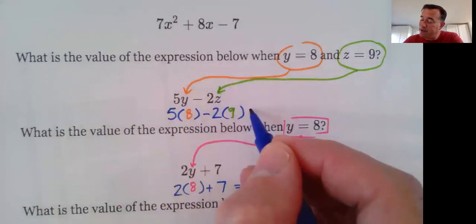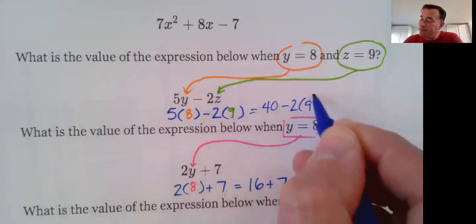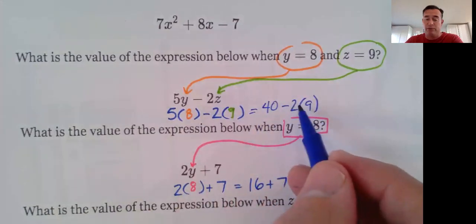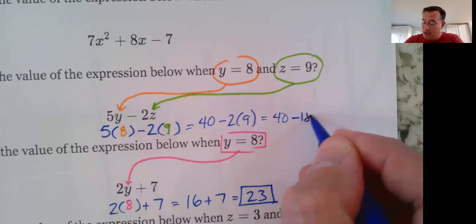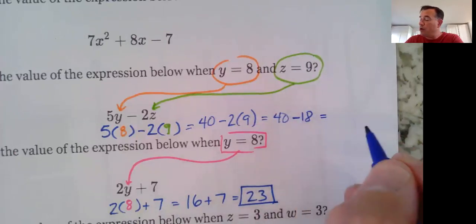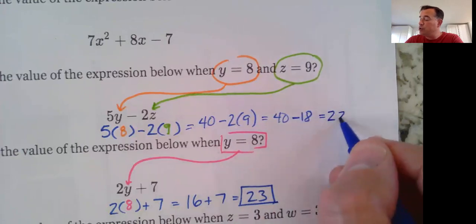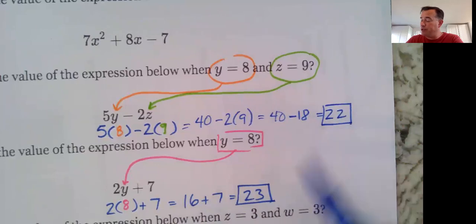I'm going to do 5 times 8 first, so that's going to give me 40 minus 2 times 9. Now, with there being subtraction and multiplication, I have to do multiplication second. So this is going to be 40 minus 18. And then for our final one, when we do our 40 minus 18, we are going to get 22 as a final answer for this one. They use a period to count up, 22, 23.